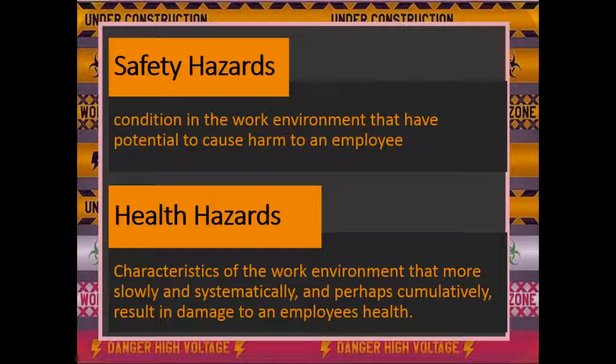A safety hazard is a condition in the work environment that has the potential to cause harm to an employee. An example of this is a set of metal steps that often get wet and might result in an employee falling down. A health hazard is a characteristic of the work environment that more slowly, systematically, and perhaps cumulatively results in damage to an employee's health. An example of this is toxic fumes, which, when an employee is exposed to them on an ongoing basis, cause various respiratory problems.